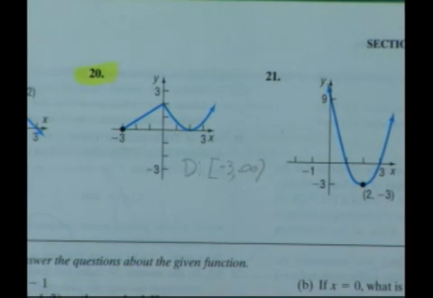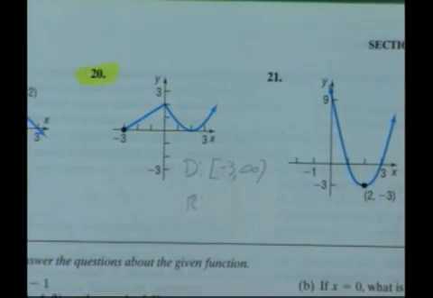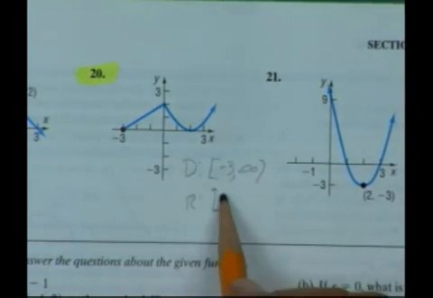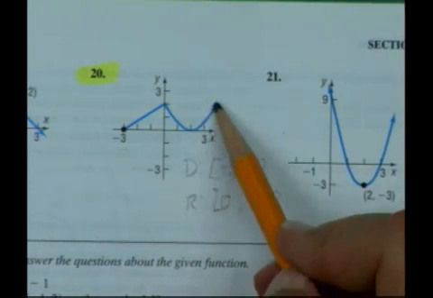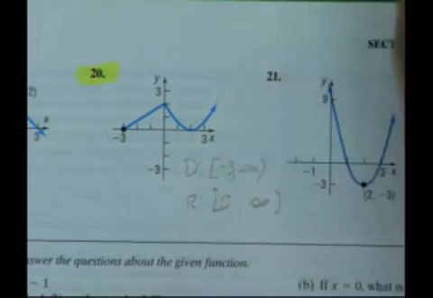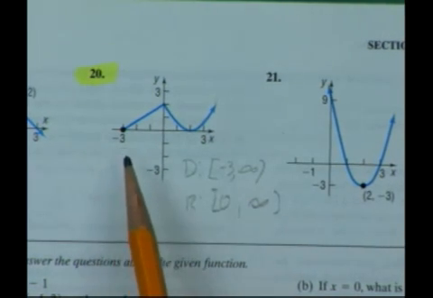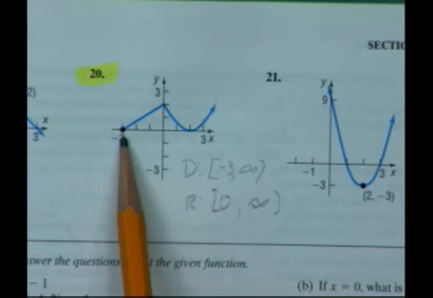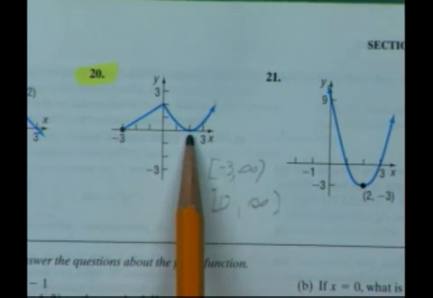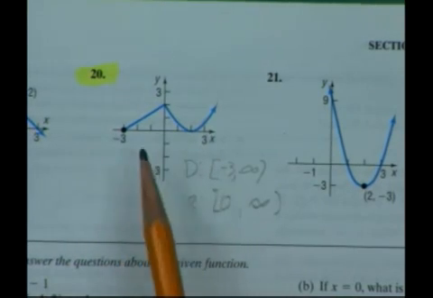Okay, give you a chance to tell me here your range. What is your range here? Bracket 0 to infinity. Because this curve is just going to go this way forever, so it's never going to reach infinity. Okay? Tell me the x-intercepts, you guys back here. What are my x-intercepts? Negative 3 and 2.